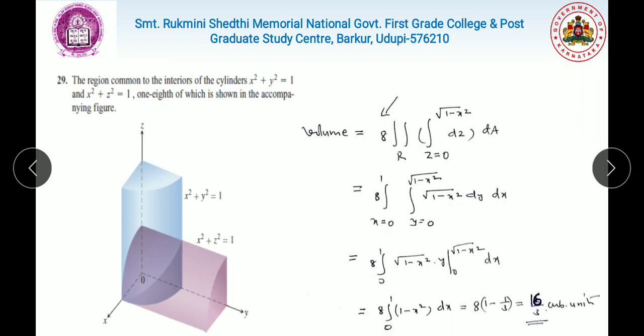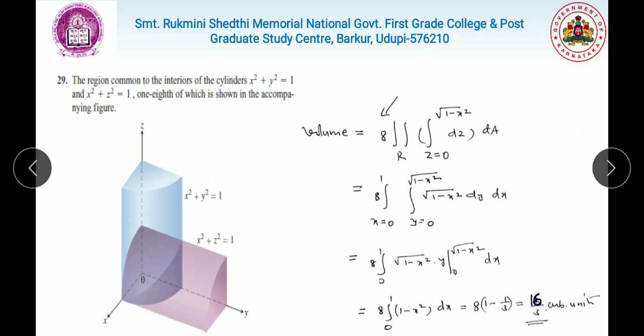In the figure you can see the darker part there. There's a mixture of pink and blue color. Somewhat it looks violet color. That part is given. So you have to find the entire volume. So the volume becomes 8 times the volume bounded here.